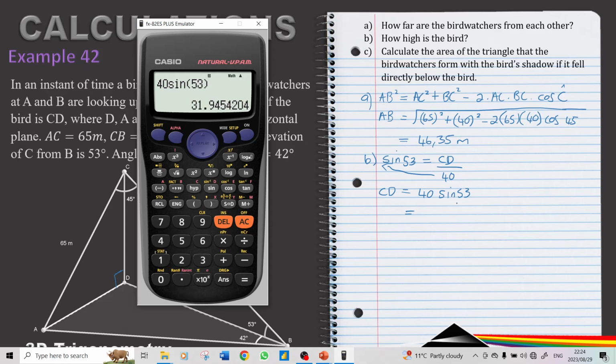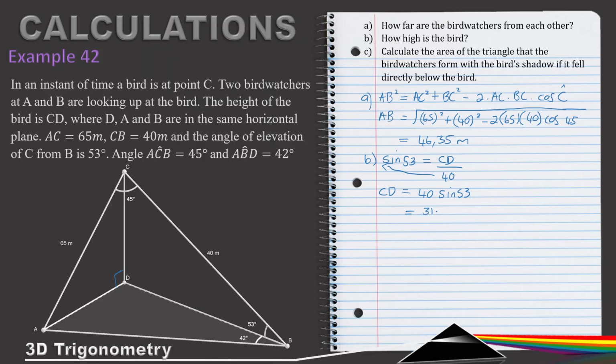And that's 31,95. Okay, and that is also in meters. Right, so the final one, calculate the area of the triangle that the bird watchers form with the bird's shadow if it fell directly below the bird. So this is where the shadow would fall then. And then the triangle that they form is ADB. Okay, so we need to find the area of that triangle.